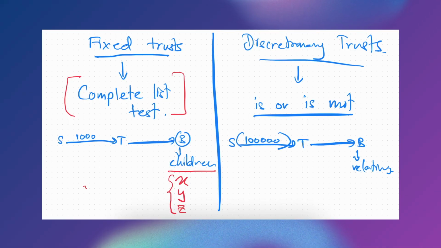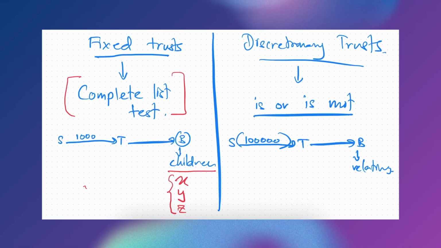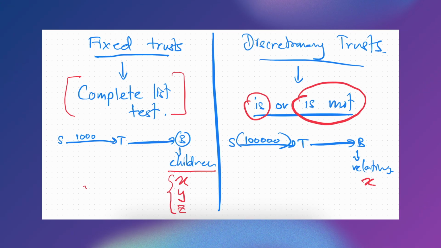Now the difference is that this is a discretionary trust. So the trustee can use his discretion when distributing this 100,000. He can decide how much each relative gets. So there is no need for him to create a complete list of my beneficiaries before he distributes it. If I had 20 beneficiaries, he doesn't have to divide this 100,000 by 20. That's not necessary. What he needs to know is whether person X is in fact or is not a member of this class of relatives.